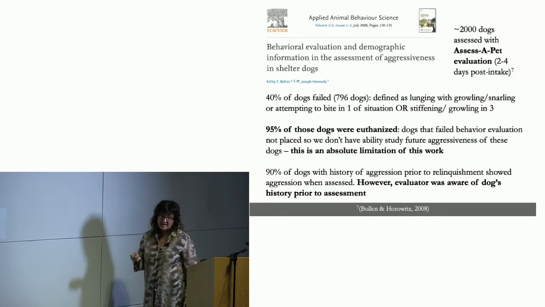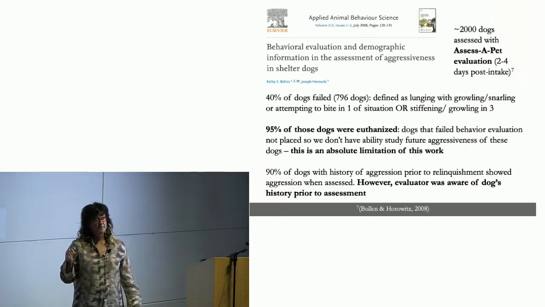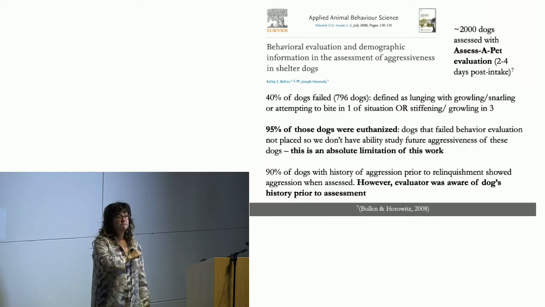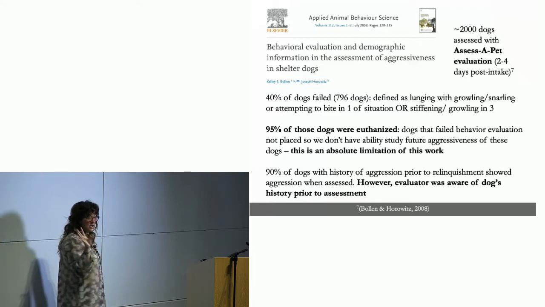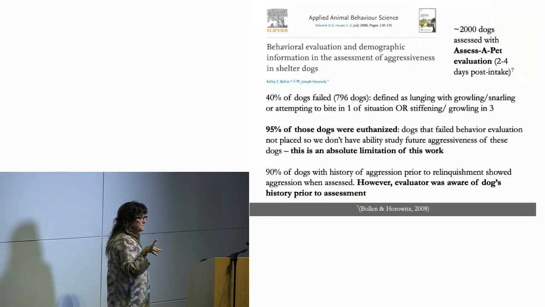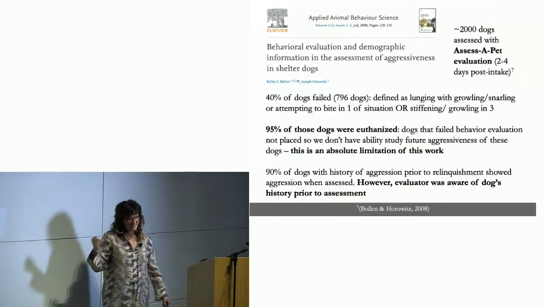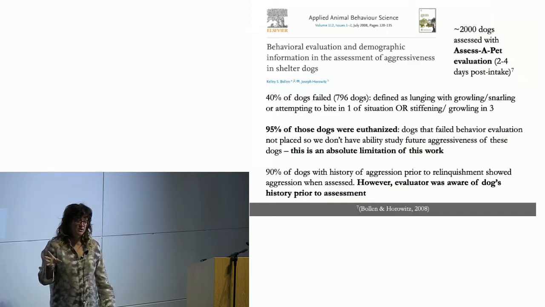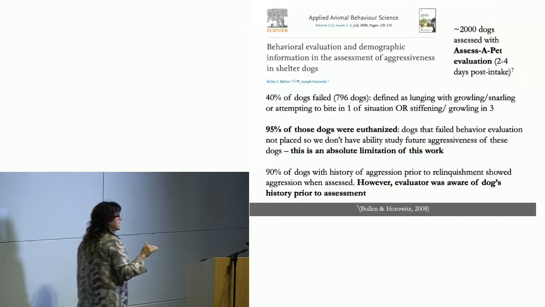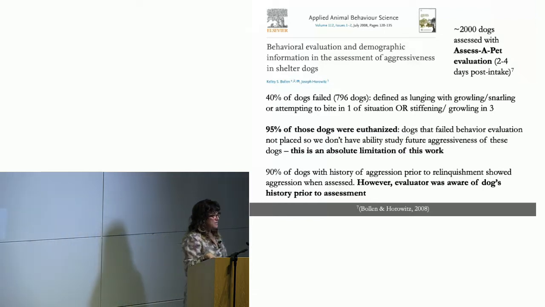But one of the findings in the study was that 90% of the dogs that had a history of aggression before they ever came to the shelter showed aggression when they were assessed. Now, the big caveat here is that Kelly knew they had a history of aggression, but I also don't think she's the type of person who would be looking for the dogs to aggress. With that being said, I think that's certainly a limitation. But it's interesting to see that lineup between how they were behaving in the home and what they saw when they assessed them in this evaluation 2 to 4 days post-intake.